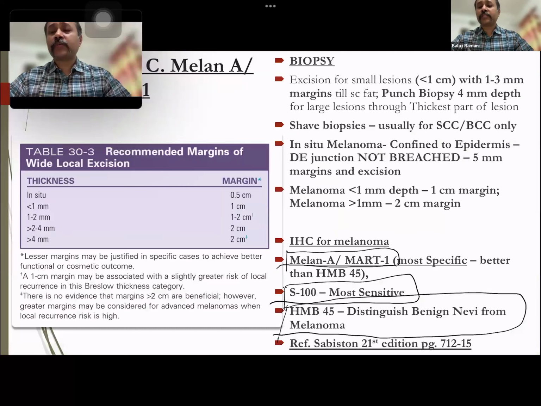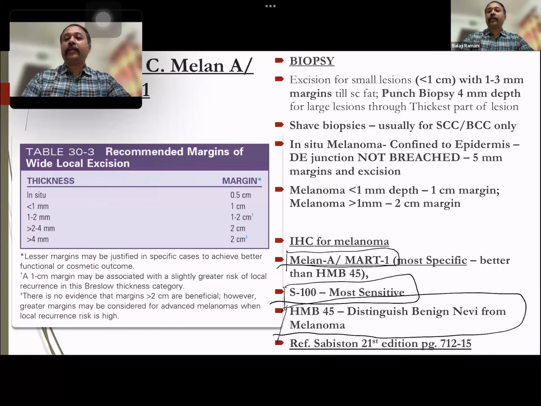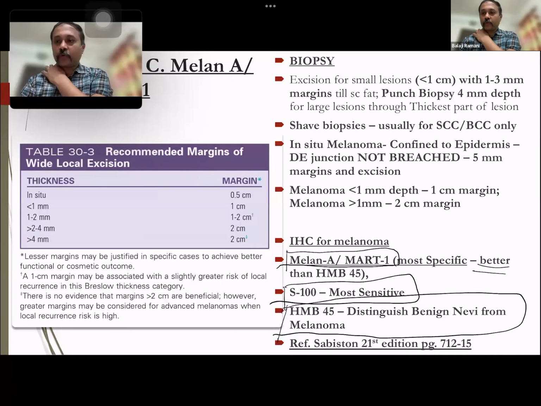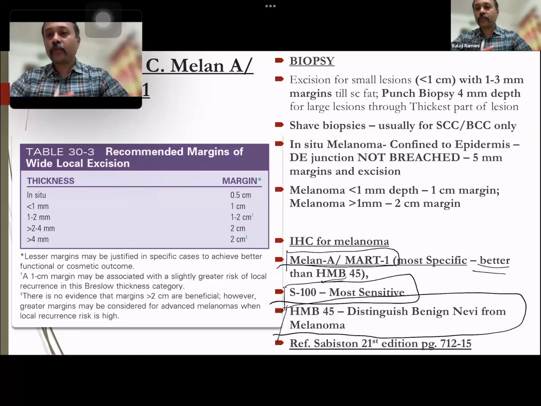So the three markers which are commonly used are S100, MELAN A or MART1, and your HMB45. The most sensitive is S100. The most specific is your MELAN A or your MART1. And here, though it will appear that HMB45 can also distinguish, if you look at it, MELAN A is found to be better than HMB45. So the most sensitive is S100. The most specific is MELAN A. The name itself has it. MELAN A, melanus. I know it's melanoma. MELAN A is the most specific marker. HMB45 can be also sometimes used.